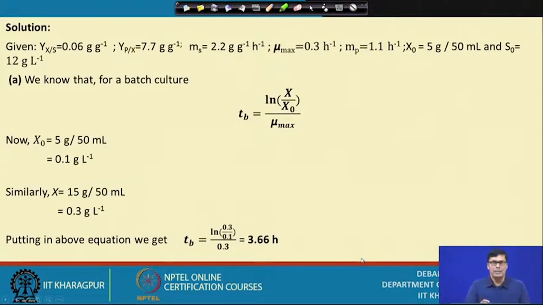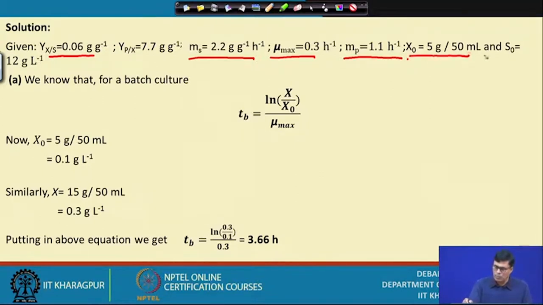As I mentioned before, whenever we want to solve any problem, it is better to write down the given data. What are the given data? YX by S, that is the cell mass yield, is 0.06 gram per gram, YP by X is 7.7 gram per gram, the maintenance coefficient is given, mu max is given, mp is the maintenance for the product formation, X0 value is given, 5 gram per 50 milliliter, and S0 is 12 gram per liter.